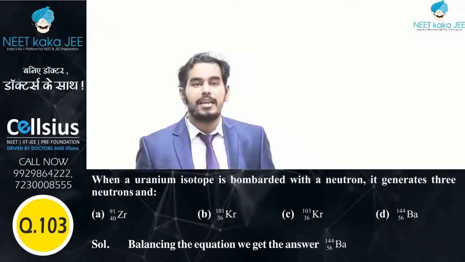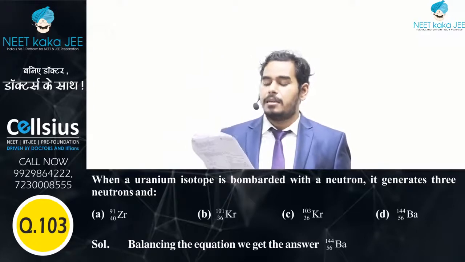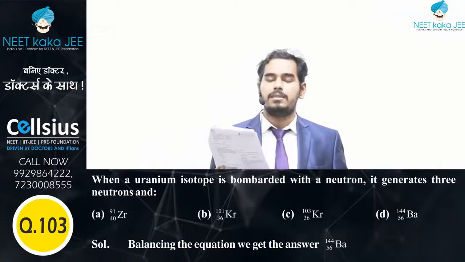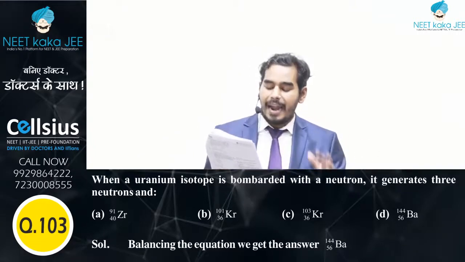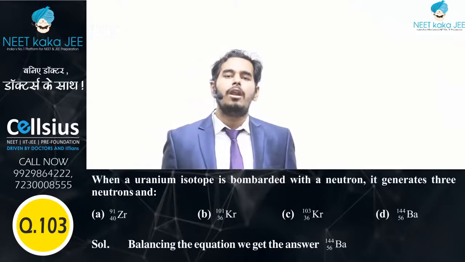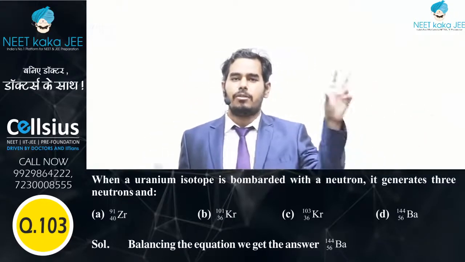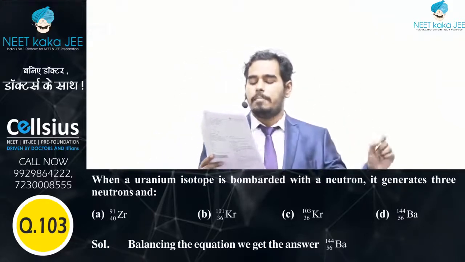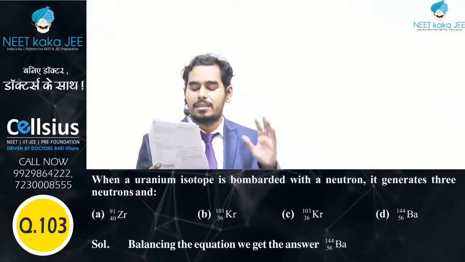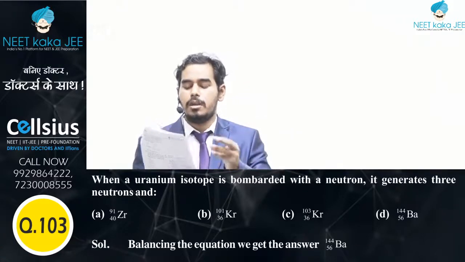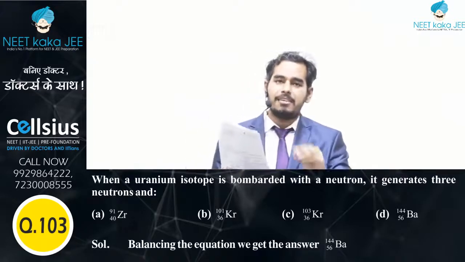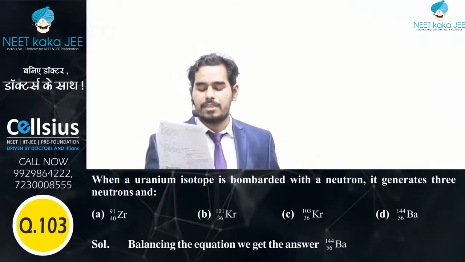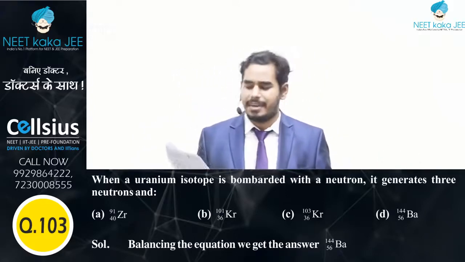So the next question is, when a uranium isotope, that is uranium 92-235, is bombarded with a neutron, it generates krypton 36-89, 3 neutrons and what? So what you will have to simply do is balance the equation. Just write the equation on one side. That is, on one side you are going to write uranium 235-92 plus a neutron, and on the other side you are going to write krypton 89-36 plus 3 neutrons plus the substance that is balancing the atomic weight and atomic number. Okay, so the answer comes out as barium 56-144. You can simply balance the equation and get the answer.